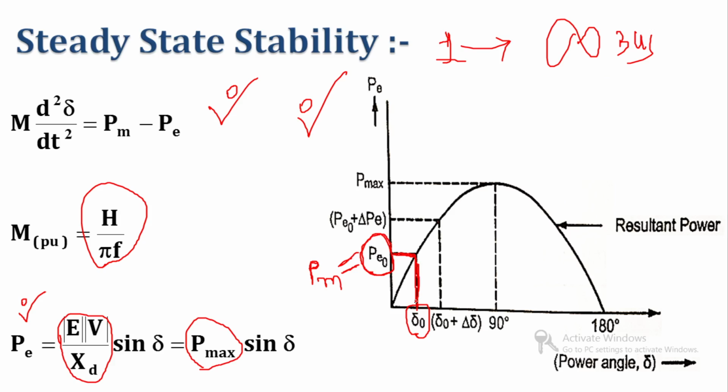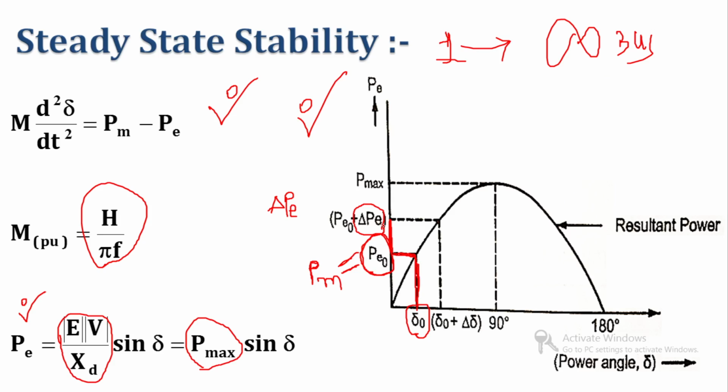Now consider a small increment in power. Clear? Let's suppose that the increment in power is delta Pe. So initially the power is P0. After the increment, the power becomes P0 plus delta Pe. So this delta Pe is the increment in power.